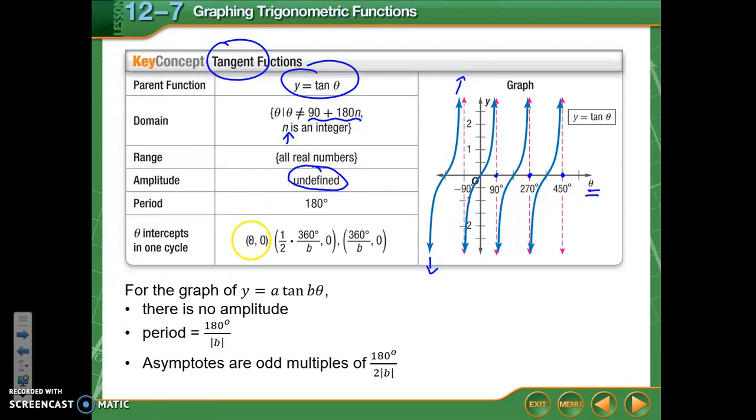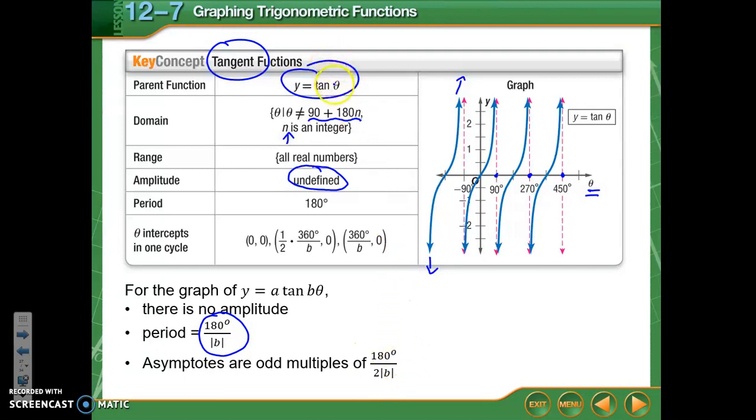And here are the theta intercepts in one cycle. 0, 0, half of 360 degrees over b, 0, and 360 degrees over b, 0. There is no amplitude. My period is 180 degrees over the absolute value of b. So remember, my period is different for tangent. And my asymptotes are odd multiples of 180 degrees over 2 times b.